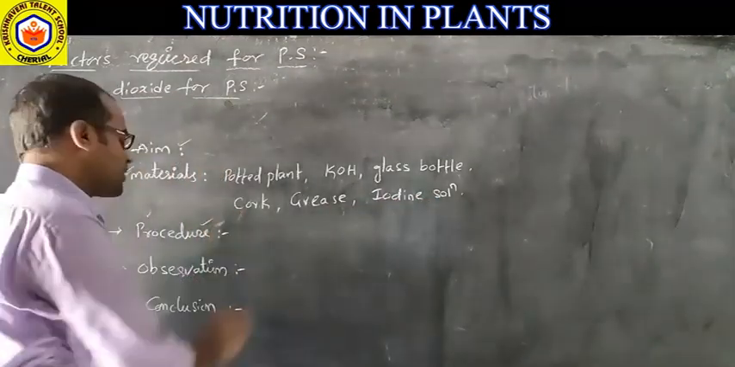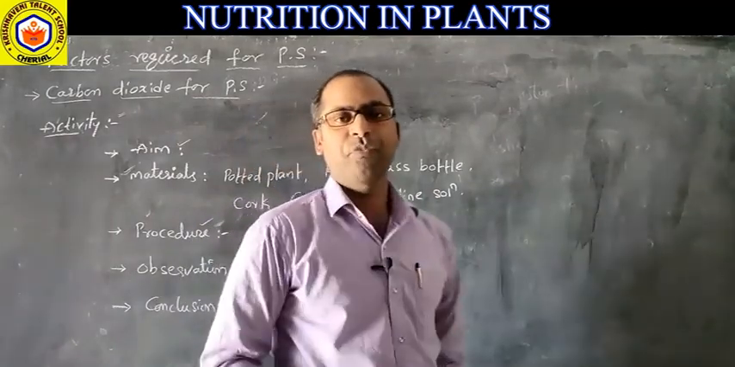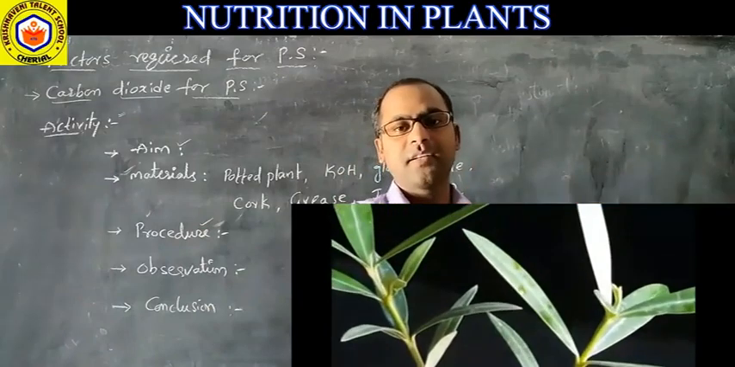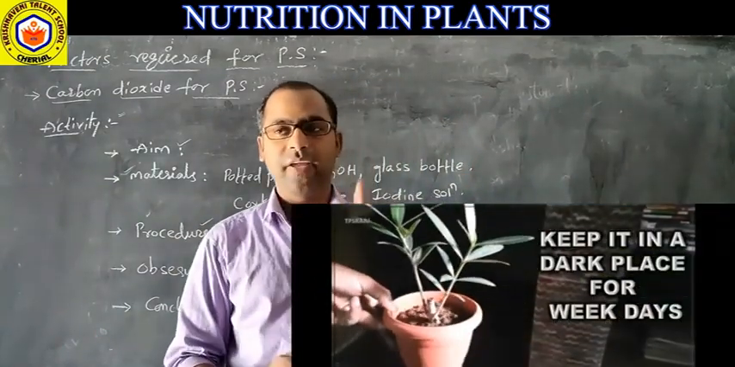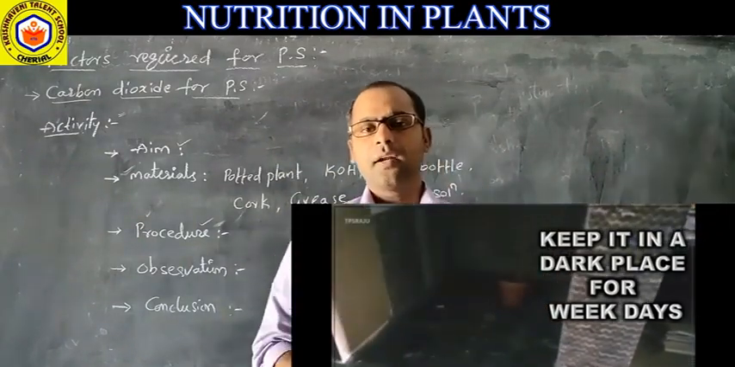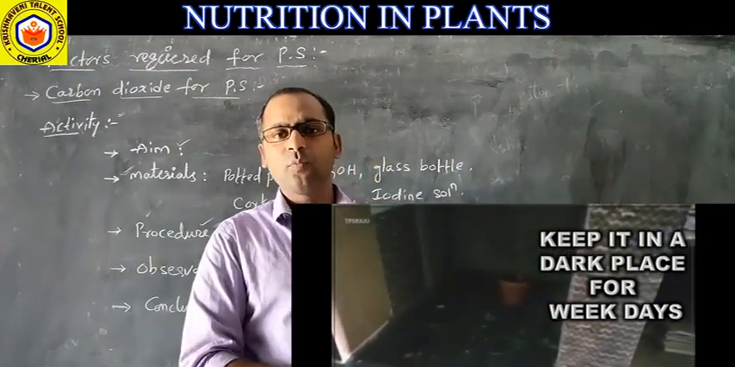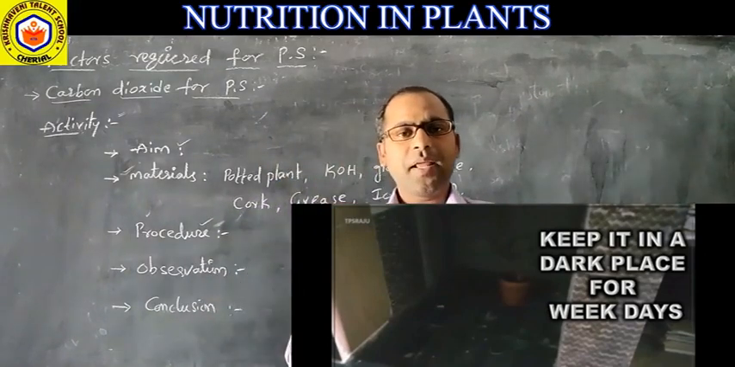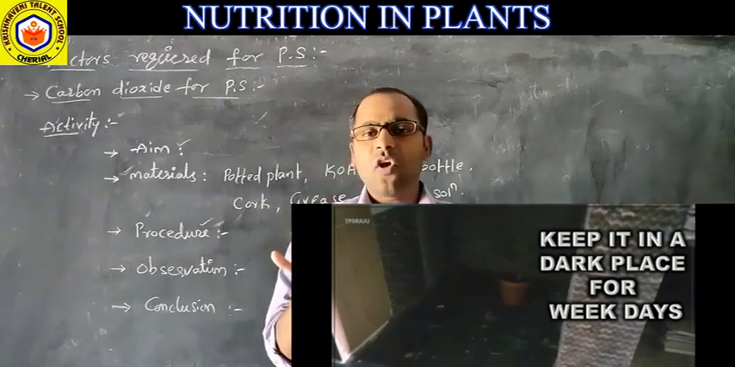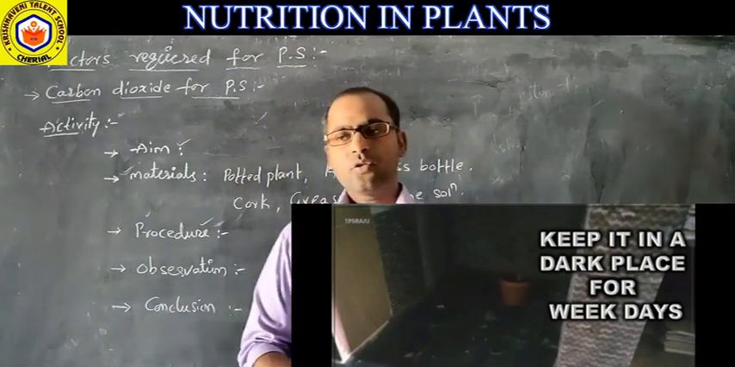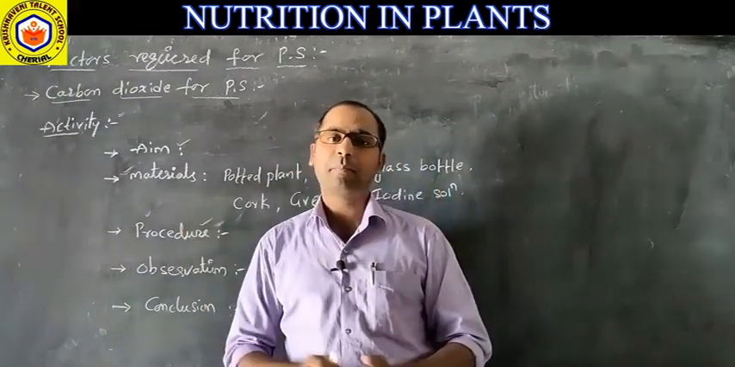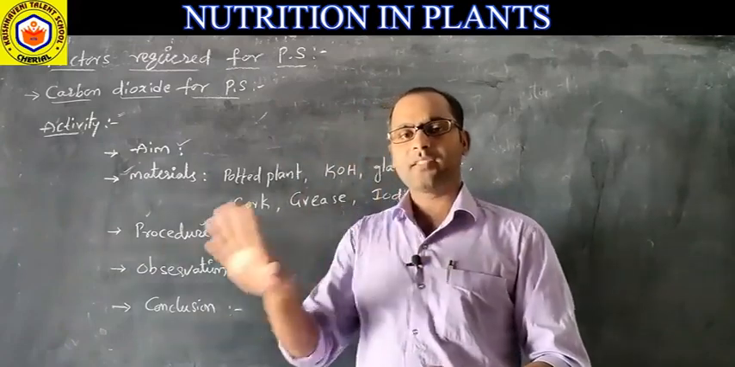Next, the procedure. What is the procedure we have to follow? First, let us take a potted plant and place it in a dark room for one week. That means to de-starch the plant, to remove the complete starch from the plant. Why will the starch be removed in a dark room? If you place it in a dark room, there is no sunlight, so photosynthesis will not be carried out inside that plant. So the starch already present inside the plant will be consumed by the plant, and that is why the plant will become de-starched.